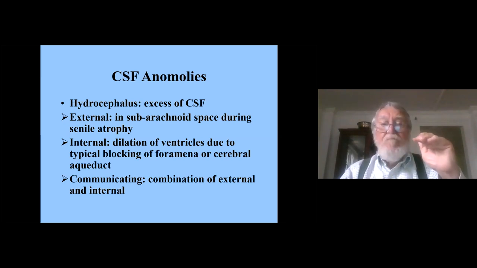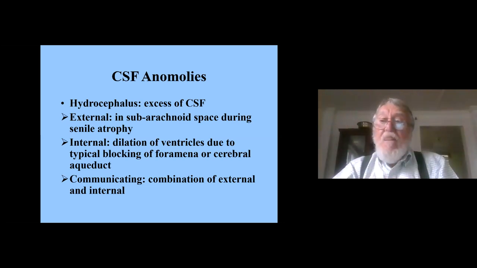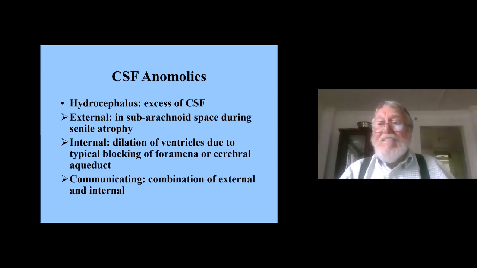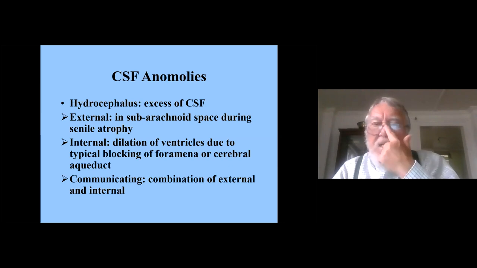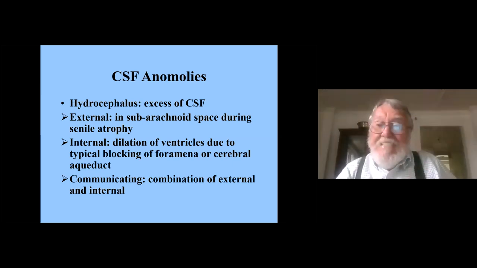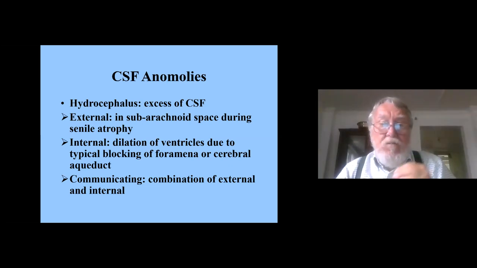An external form is where the excess of CSF is coming because those arachnoid villi and the arachnoid granulations are not allowing the CSF to escape at its normal rate. And where does this happen? It happens most commonly in senile atrophy. So among all the people in this class, I'm probably the closest person to maybe coming up with, hopefully never, an external form of hydrocephalus, in which there would be excess amounts of CSF in my subarachnoid space and eventually backing up into the ventricles.